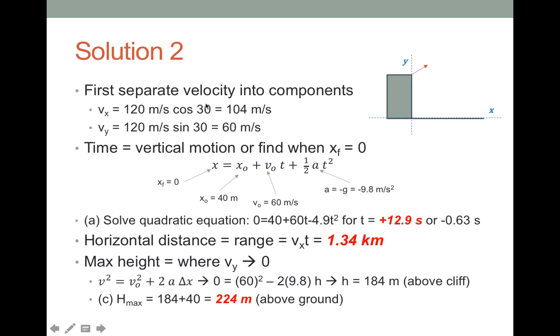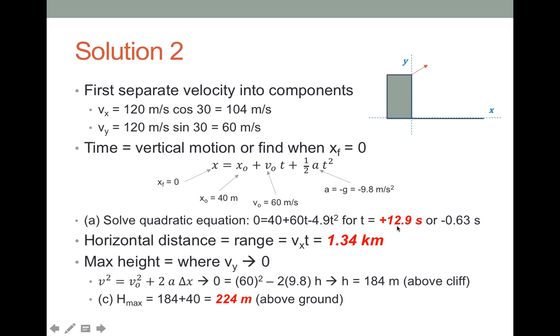First, we're going to separate the velocity into its two components. Same thing as we did before, using the sines and the cosines, and we get the two components. Time, again, comes from the vertical motion, using the exact same equation. The only difference is, while the final position is 0, the initial position is not. It's at 40 meters. Everything else we plug in the exact same way. The difference is now we have a quadratic equation, because this term is not 0. We get two solutions. One is positive and one is negative.